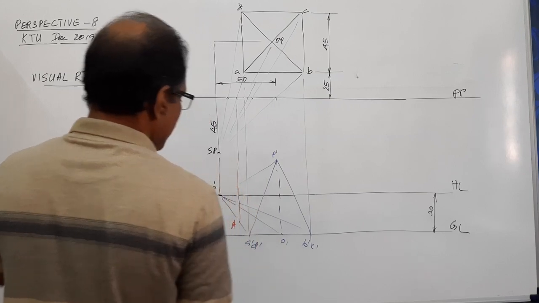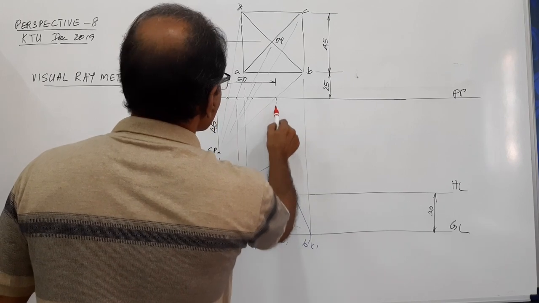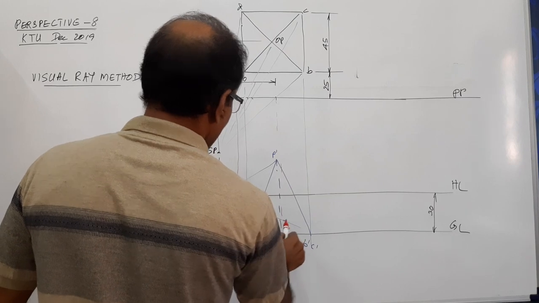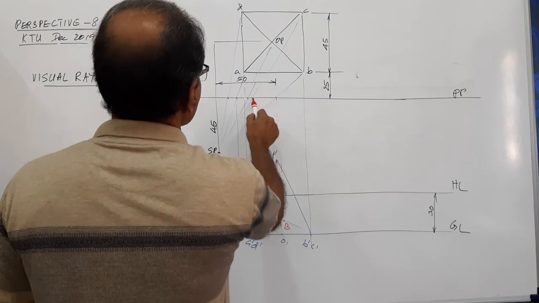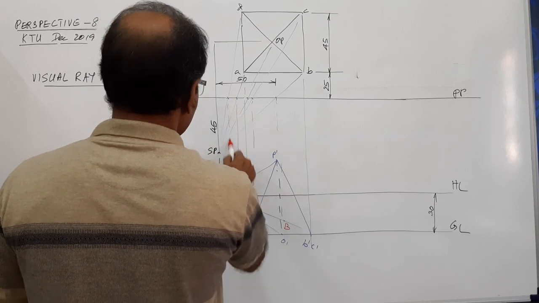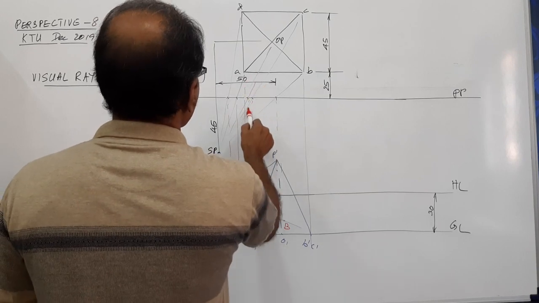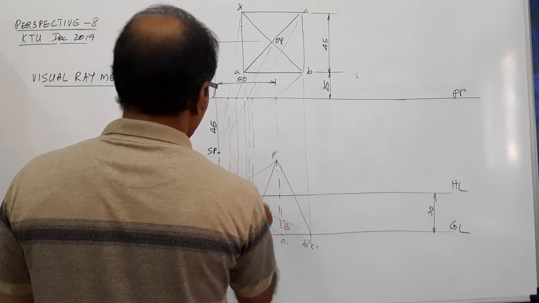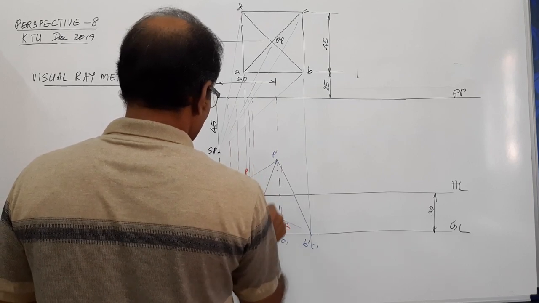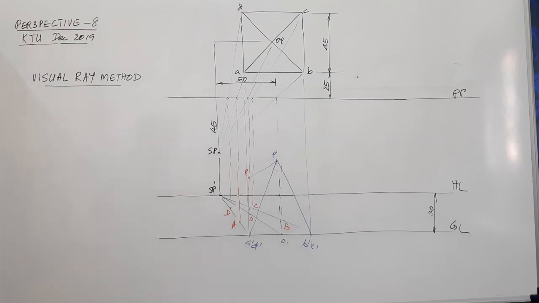This is A, B, intercept of B, B, intercept of C, C, intercept of D, D, intercept of O, O, intercept of P, P. Connect them to get the perspective.